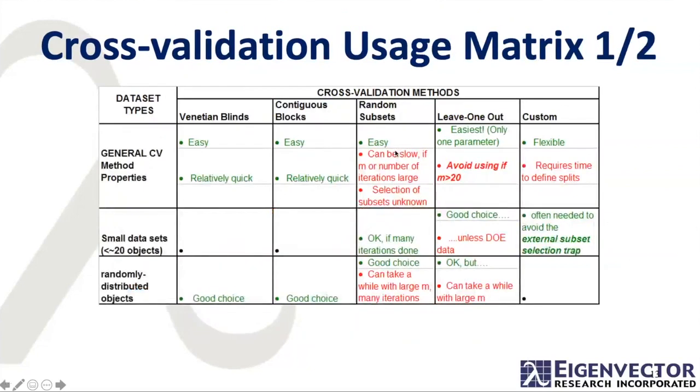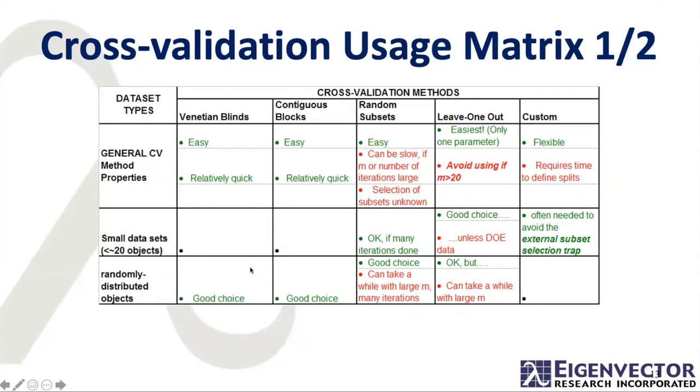Random subsets can be slow if you have a large number of iterations or a large number of samples, and the selection of subsets that you get is unknown if you do it randomly. Leave one out is really easy because there's only one parameter to choose. Avoid using it if you have more than 20 samples. So you should really only do leave one out cross-validation for small data sets. Custom cross-validation is great because it's flexible, but it requires time to define the splits.